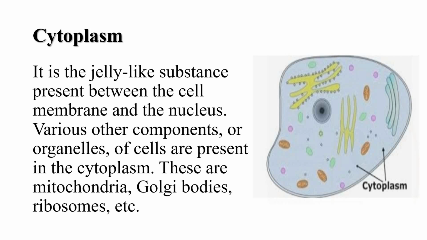Mitochondria, Golgi bodies, endoplasmic reticulum, ribosomes, etc. are some of the cell organelles. All organelles in the cytoplasm play an active role in the functioning of the cell. For example, mitochondria release energy from the food, Golgi bodies help to secrete hormones and enzymes, and endoplasmic reticulum transports substances all around the cell, and ribosomes synthesize proteins.